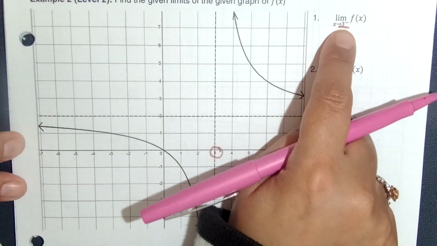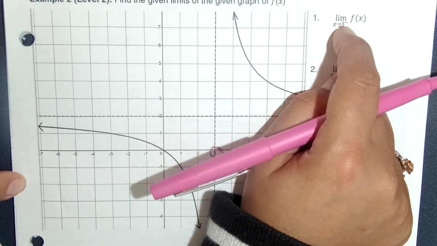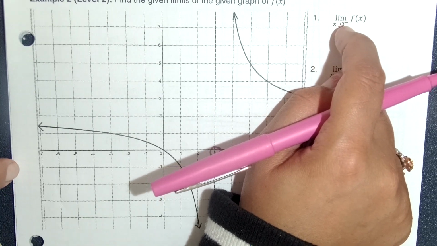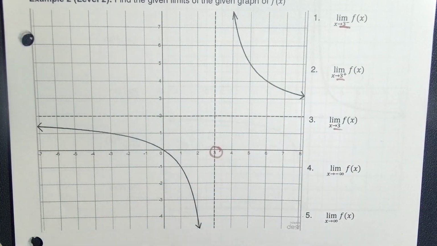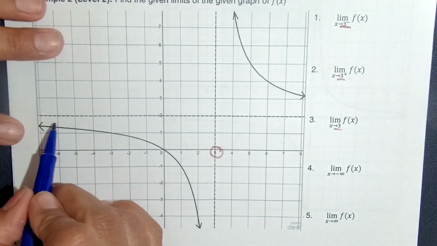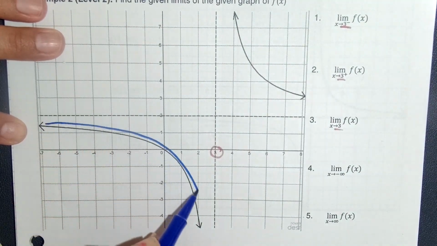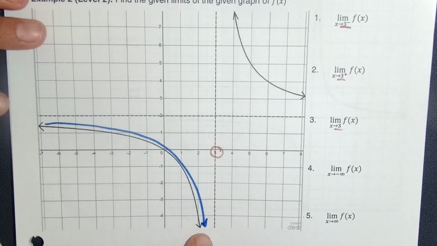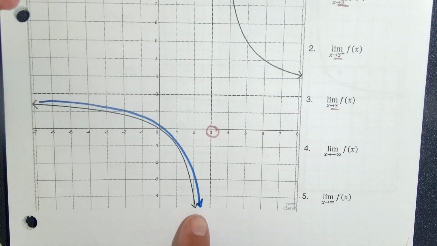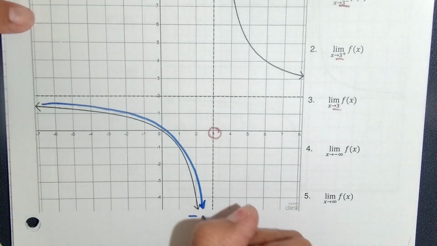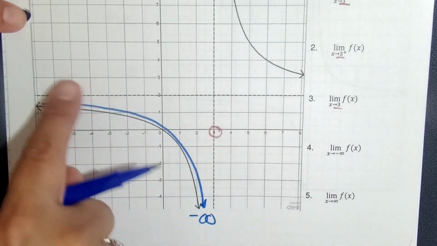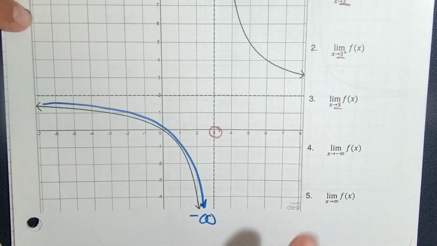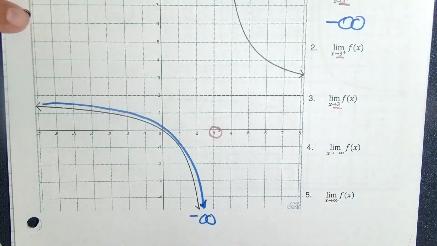First thing I'm going to do is look at 3 from the left, which means I need to go from the right to the left, just like a regular graph. I need to start in the right and go to the left. So where are my y values going to? Negative infinity. They're not going to a specific y value. And we're not looking for the x value. We're looking for the y values. So this is negative infinity. Any questions on that?